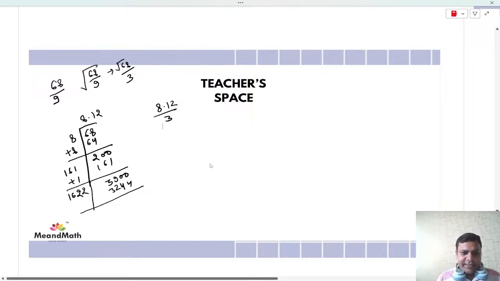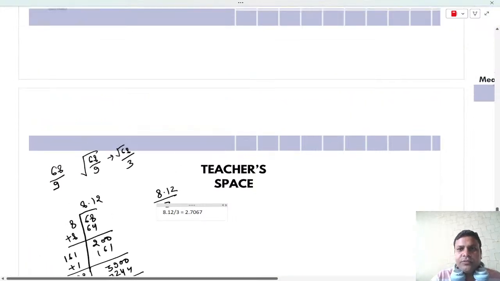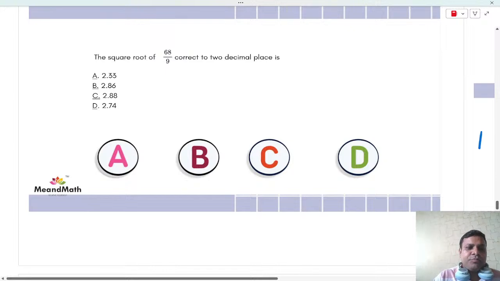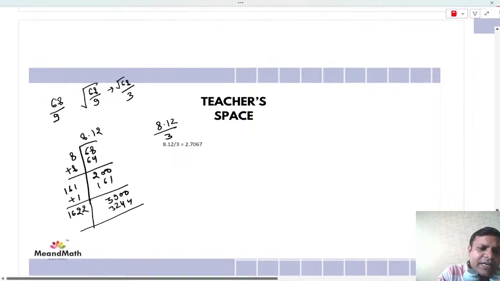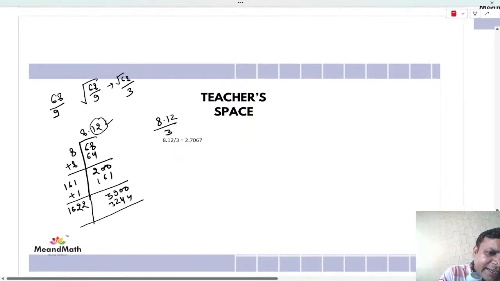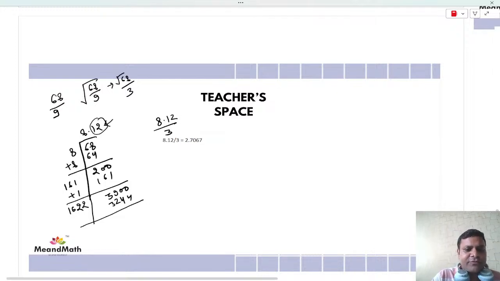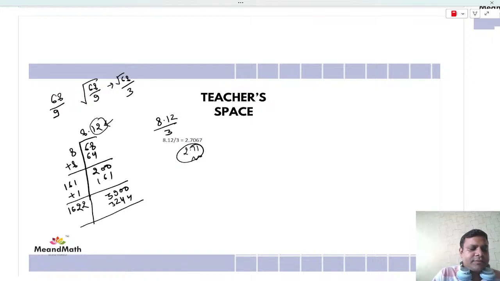So if you divide 8.12 by 3, this equals 2.70. So it's around 2.74 answer. Why is it coming 2.74? Because I have solved till here. If I take one more digit, then your answer will be the perfect one. So 2.74 will be the answer. It's around 2.71. Okay, so the option 2.74 is available because of this.